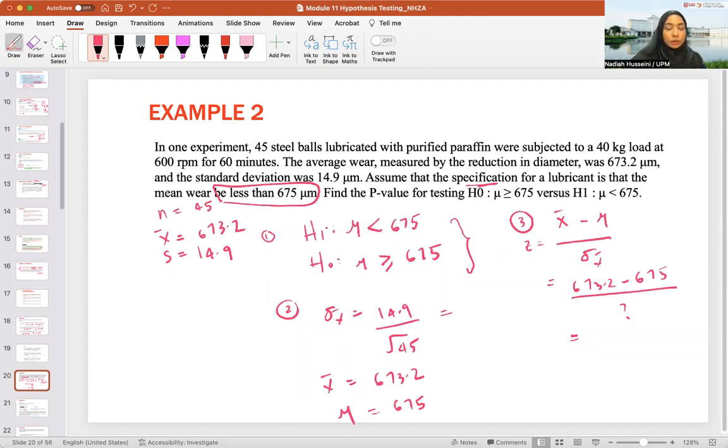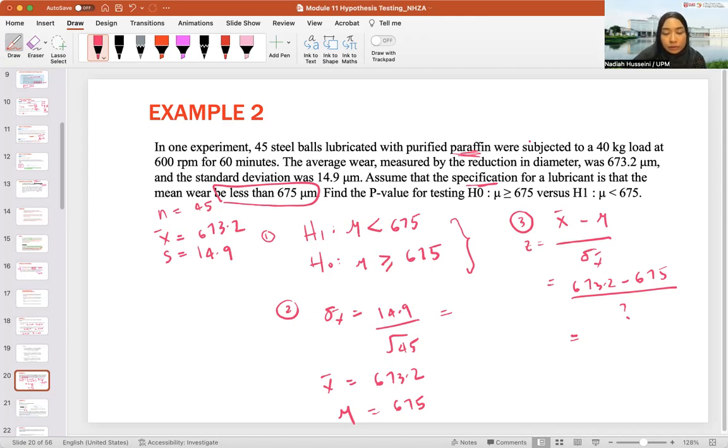Okay, so let's go back to the question. They were talking about assuming that the specification for a lubricant is that the mean wear be less than 675. So they're talking about the mean wear for these 45 steel balls lubricated with purified paraffin, the diameter of the ball after being lubricated.